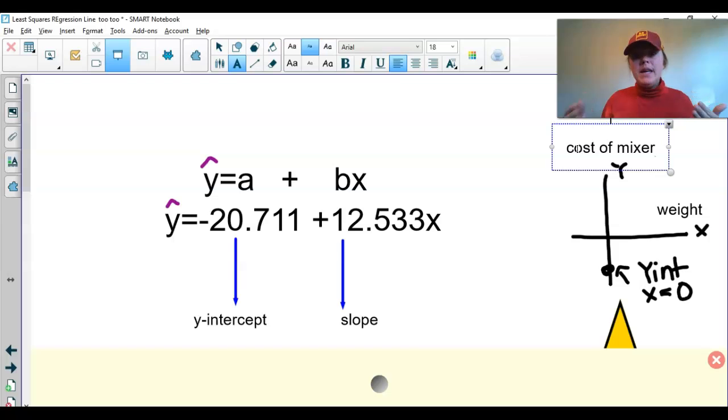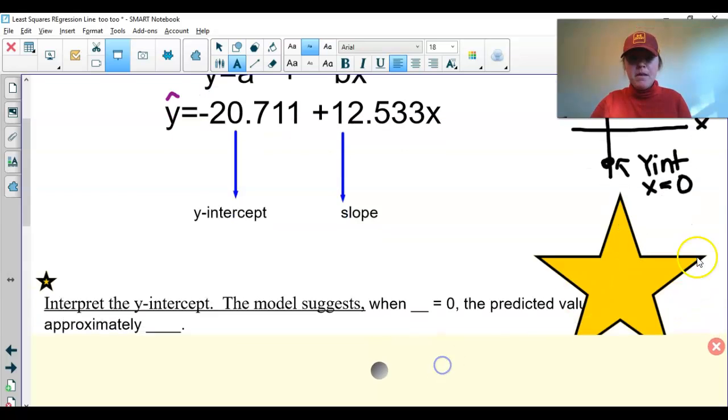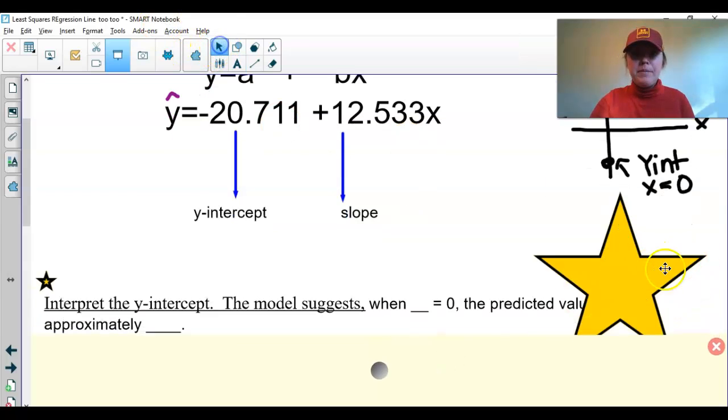So what we say then is, hey, when the weight of the mixer is 0 pounds, this is the cost of our mixer, because when x is equal to 0, this is the value of y. That's your y-intercept. Let's get that down as an actual definition or interpretation. Make sure your notes are pretty close to word for word. The College Board is looking for specifics on these, okay?